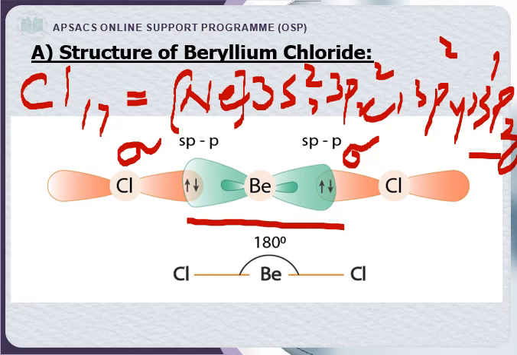So in total, in beryllium, there are two sigma bonds, right, to give two covalent bonds between the beryllium and chlorine atoms. This is how the structure of beryllium chloride is explained on the basis of hybridization.